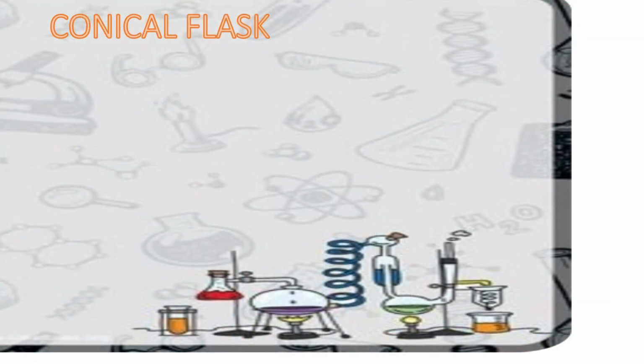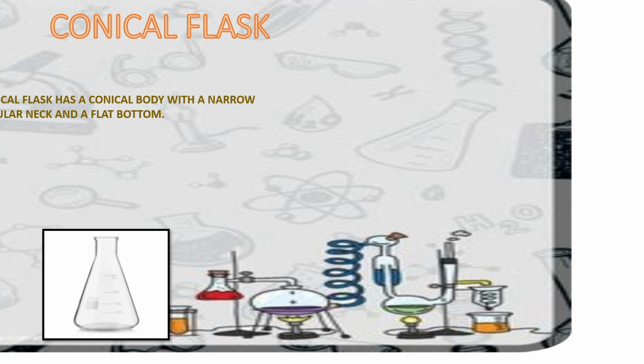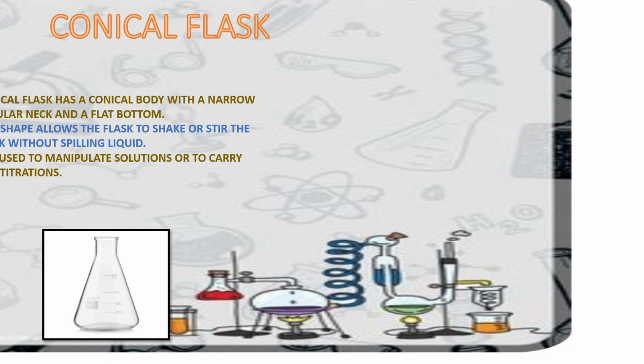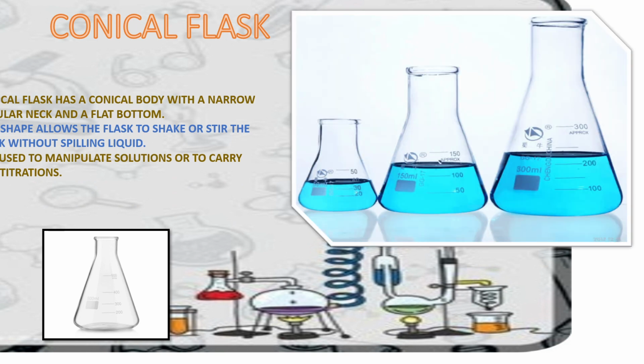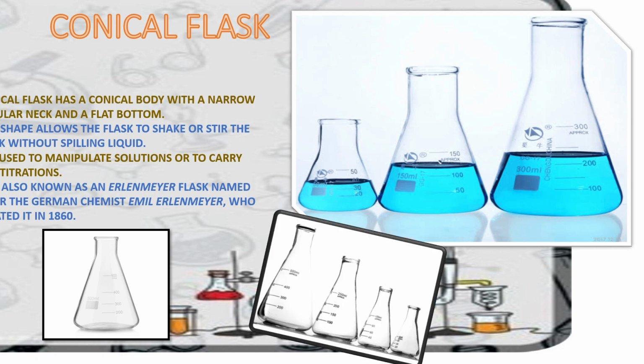Conical flask. Conical flask has a conical body with a narrow neck and flat bottom. This shape allows us to shake or stir the flask without spilling liquid. It is used to manipulate solutions or to carry out titrations. These are conical flasks of various shapes. It's also known as Erlenmeyer flask, named after the German chemist Emil Erlenmeyer, who invented it in 1860.